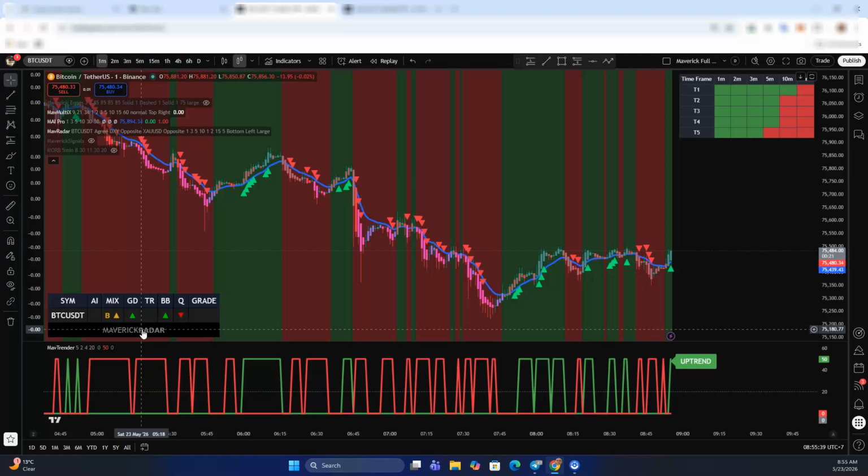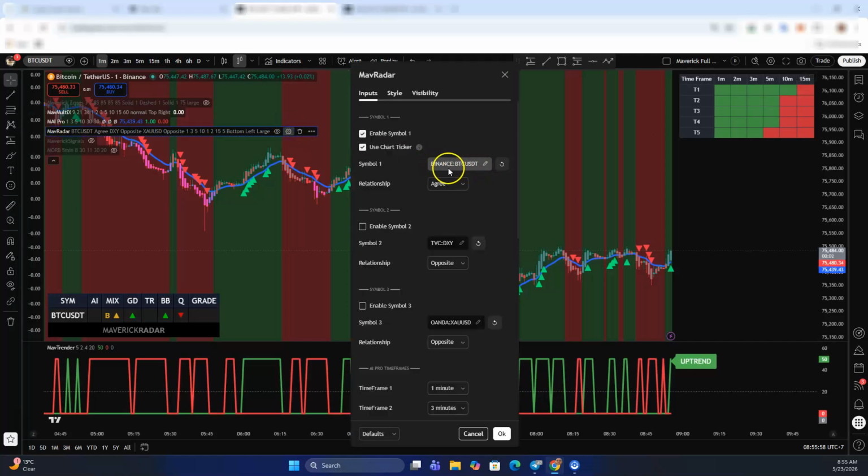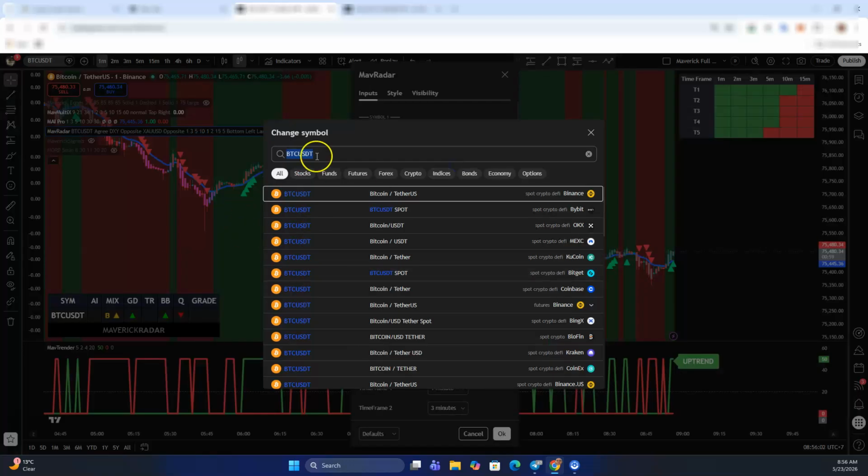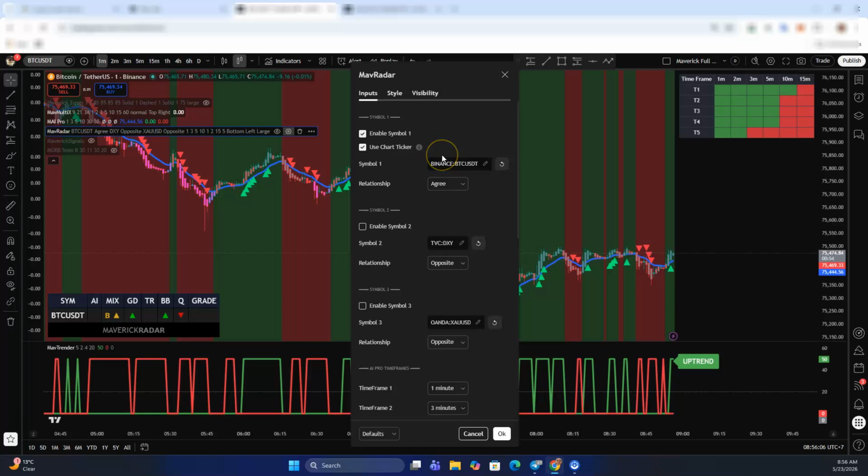So I'll go to the indicator up here. Where is it now? Here we go. No, that's loading. Where is it? Here we are. Then I go to settings. I've got it set on Bitcoin. I did have it on gold, but I've changed it to Bitcoin because I'm doing Bitcoin today.